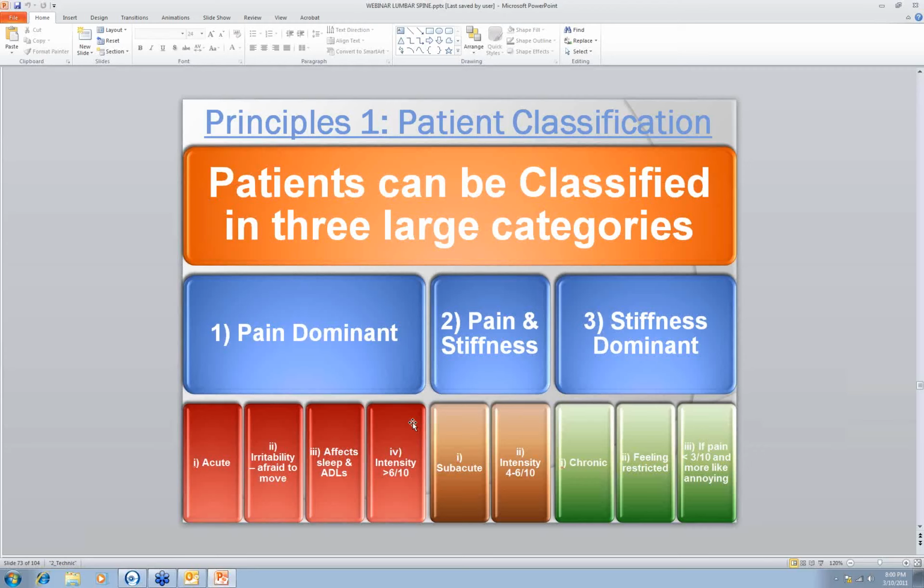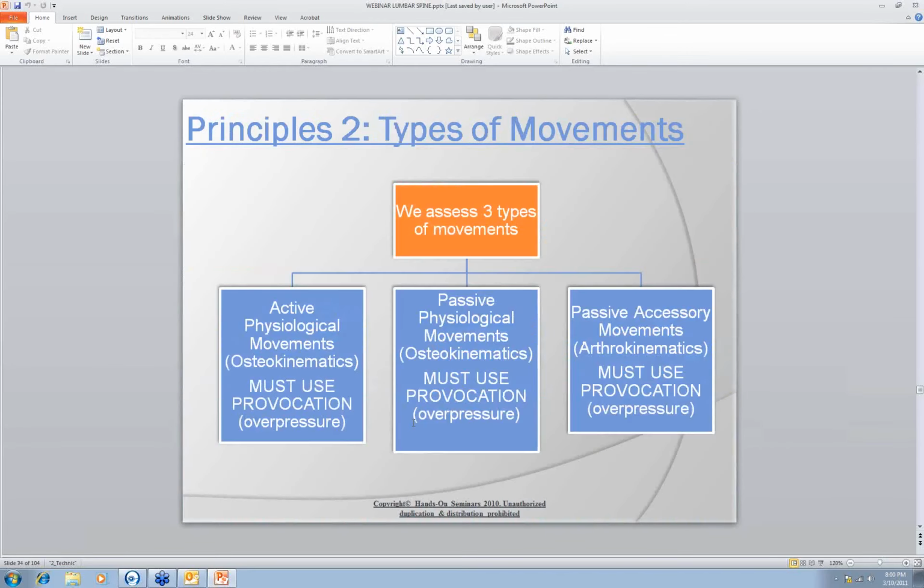A pain and stiffness patient is a patient that is subacute with intensity 4 to 6, and a stiffness dominant patient is a patient that is more chronic, a patient that feels more restricted and the pain is less than 3. So in this case, it is very important to make this classification because the classification is one of the determinant factors as to what type of technique we are going to use.